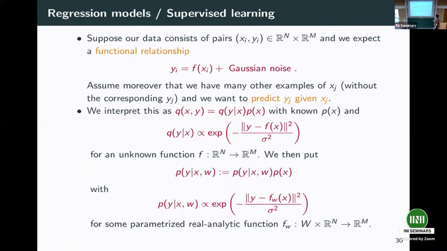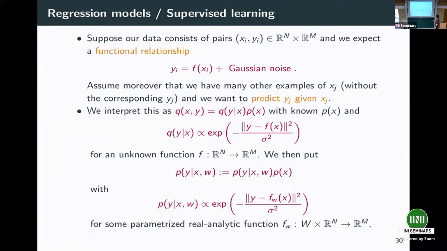And let's say here, yi is f of xi, and then some noise, maybe some Gaussian noise. Because of the central limit theorem, we cannot expect in every case that the noise is going to be approximately Gaussian. Let's assume that we have many other examples of this (xj, yj), many other partial data. So we just have the first one, and we would like to predict the second one.